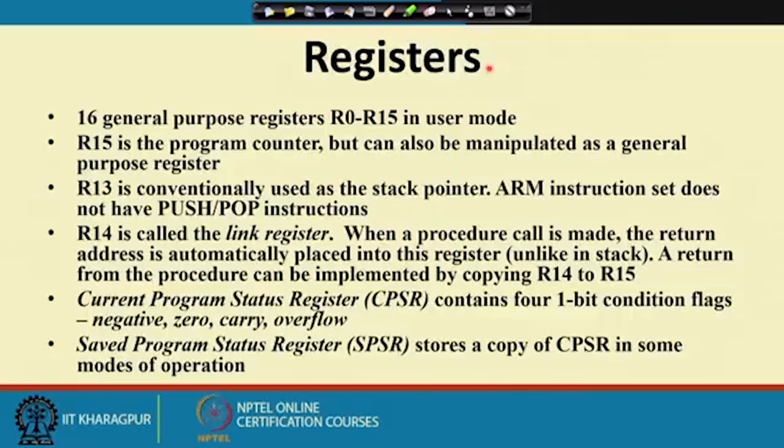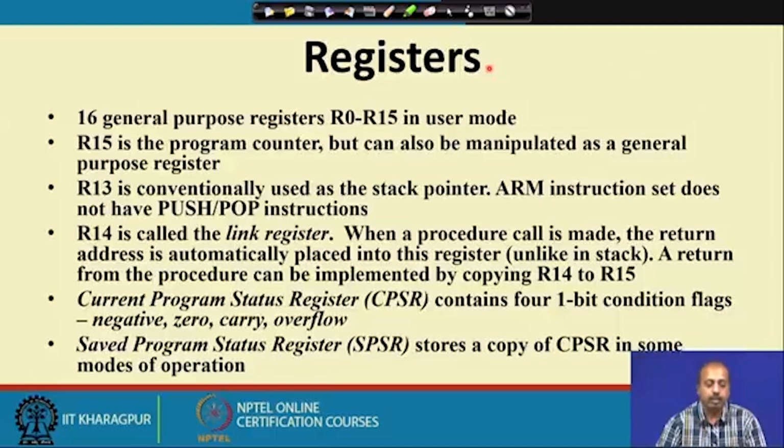In the registers, there is another interesting feature that this ARM processor has. There are 16 general purpose registers marked R0 to R15 in user mode. User mode is basically the mode the processor is generally in when it is executing some program. So, as a user, I can use these R0 to R15 registers. Out of these 16 registers, R15 is the program counter.